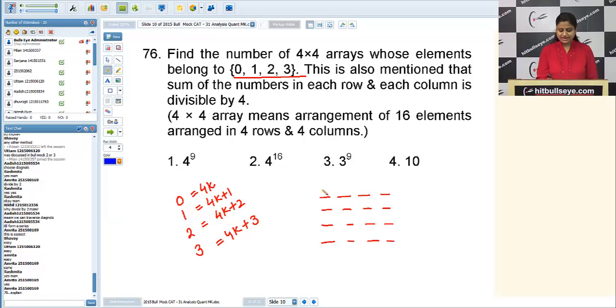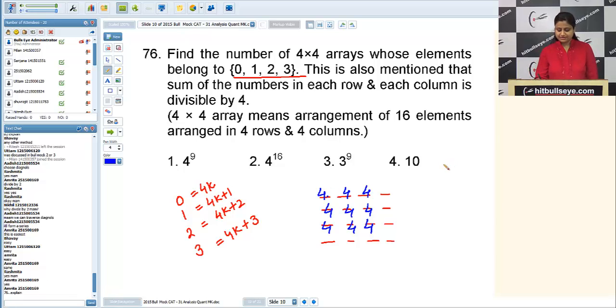The first element can be taken in any 4 ways. You put anything here out of 0, 1, 2, 3, whatever you are putting. For every place I'm taking 4 choices. You can take anything: 0, 1, 2, 3.